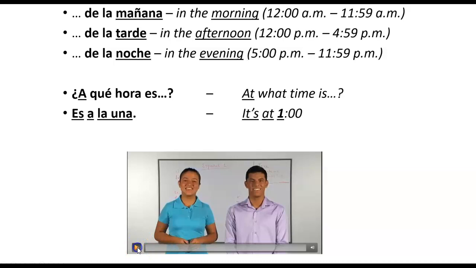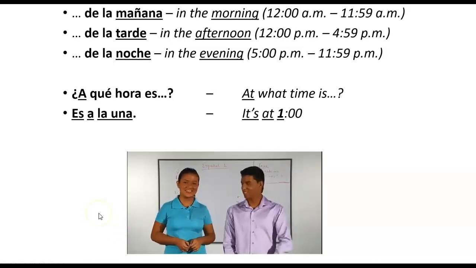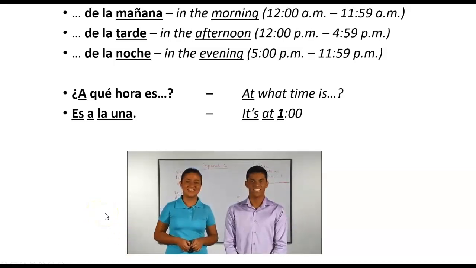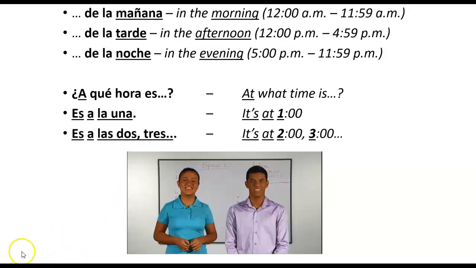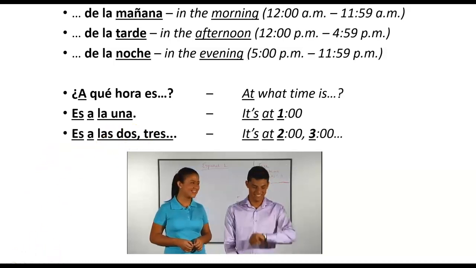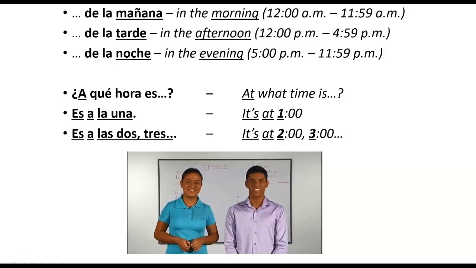So, let's put it into practice. So what time did he say? She said, ¿Qué hora es? What time is it? And he said, son las diez. That would be 10 o'clock, right? Es a las dos, es a las tres. ¿Qué hora es? Son las diez.